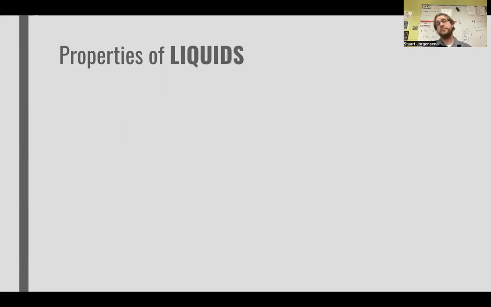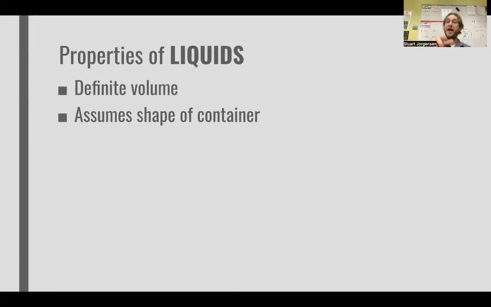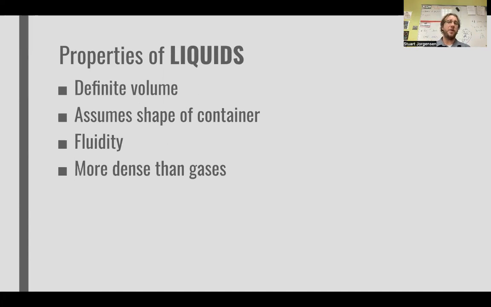Our liquids have a definite volume, but no definite shape. Because the particles are fluid, they can move past each other. They're going to assume whatever shape the container happens to be. We know that they're fluid. I already talked about that, moving past one another. But because they're still close together, they are more dense than our gases.